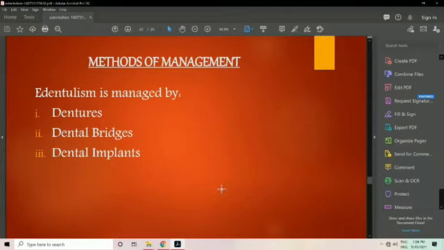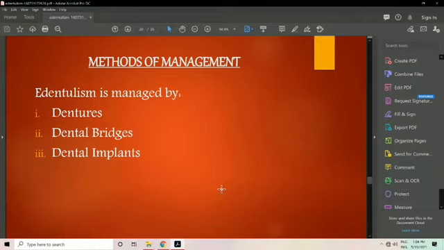The examples of removable prosthesis are dentures. That means the patient has to remove the teeth at night after using them for mastication, and in the morning again he or she has to wear the denture intraorally. These dentures are an example of removable prosthesis. The second example is the fixed partial denture. That means the teeth can be removed only by the dentist. Those are fixed. Dental bridges are categorized under fixed prosthesis. That means the patient cannot remove those bridges.